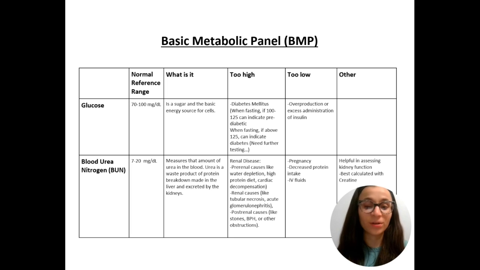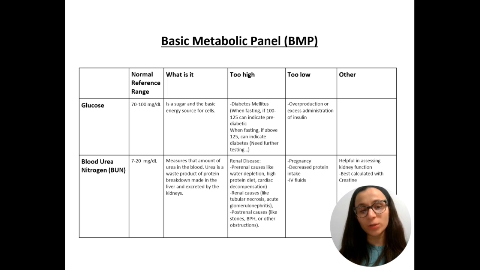Obviously, if they just ate a donut and you draw the blood sugar, it might just spike up. That's just because they just ate a donut. So you have to take everything into context, and like I said, you need further testing to diagnose diabetes. Next, we go on to the BUN. BUN is the blood urea nitrogen, and the normal range is 7 to 20. Now, what this test does is measure the amount of urea in the blood.